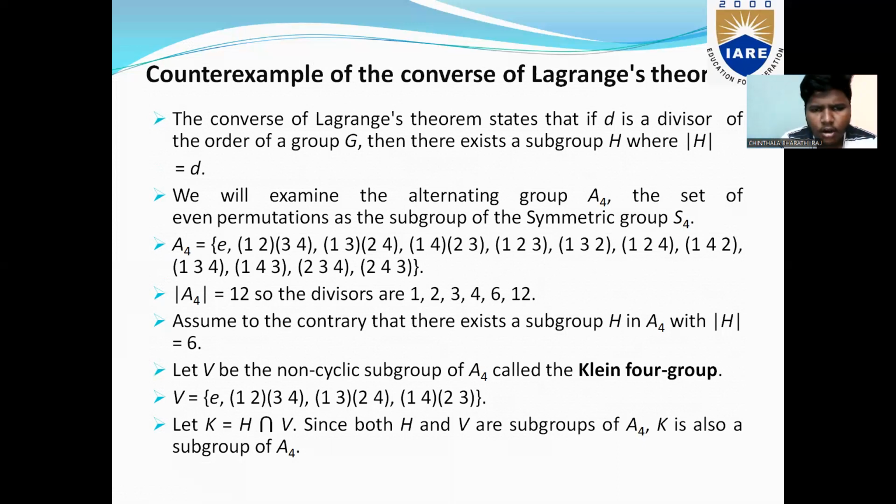Assume to the contrary that there exists a subgroup H in A4 with the order of H equal to 6. Let V be the non-cyclic subgroup of A4 called the Klein 4 group. Therefore, V equals e, (1 2)(3 4), (1 3)(2 4), (1 4)(2 3). Let K equal H intersection V. Since both H and V are subgroups of A4, K is also a subgroup of A4.